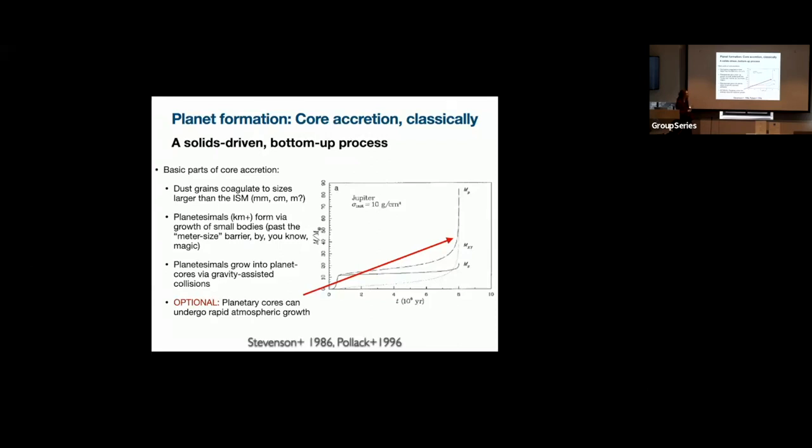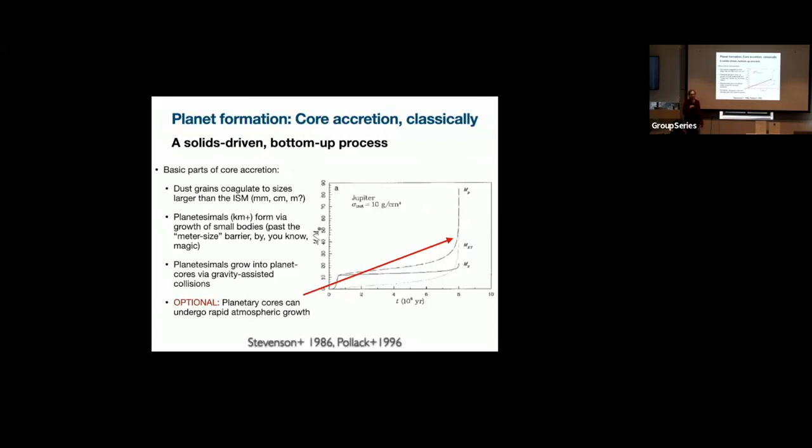And in some cases, an optional case, which is actually where the core accretion name comes from, if these rocky cores get sufficiently large that they develop a self-gravitating atmosphere, they can undergo rapid, often called runaway, atmospheric growth, and grow to be Jupiter masses in size and produce the large ice giants or gas giants in our own solar system.